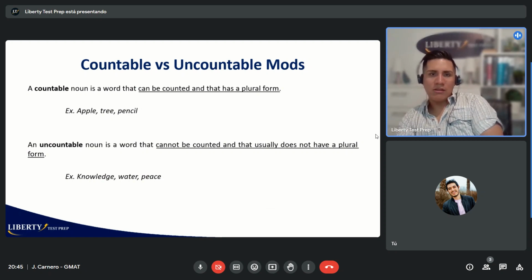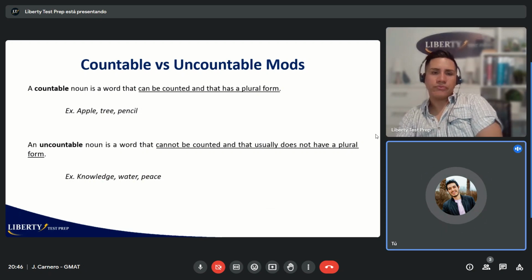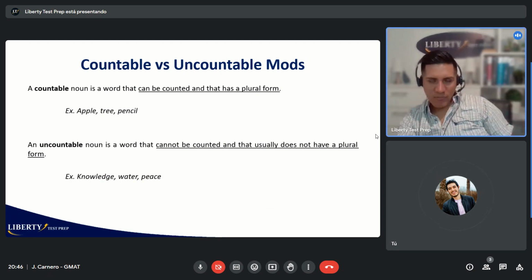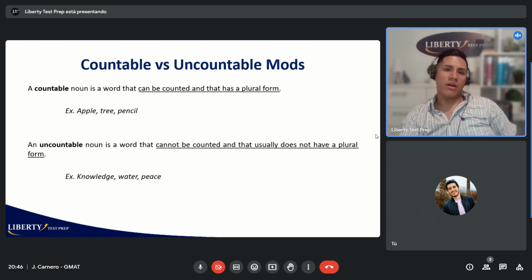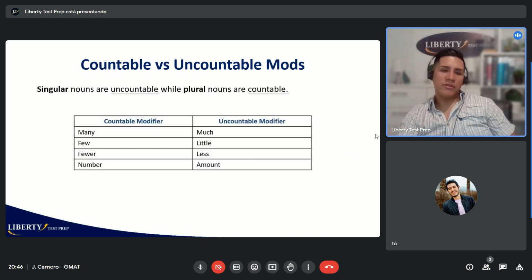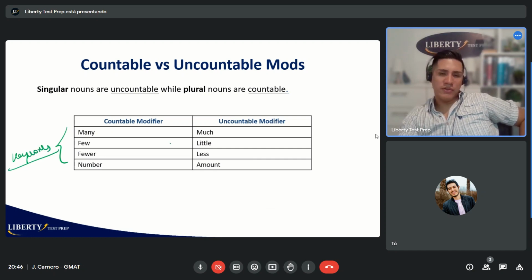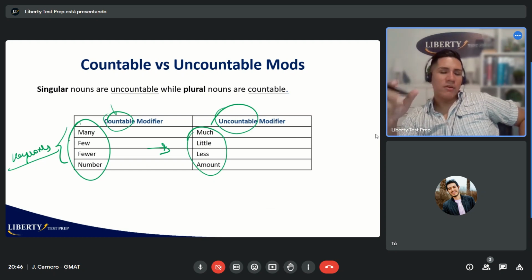Do we know the difference between a countable and an uncountable noun? Yes. The countable you can count, and usually it has a plural form, right? So whatever is in plural is countable. Now the uncountable one cannot be counted and usually doesn't have a plural form. Now here we have some keywords. These are some adjectives that will modify certain types of nouns. The first four only modify countable nouns, and the other four are equivalent, but they only modify uncountable nouns. Okay, so "many" is for countable, because you say many pens, but you cannot say much pens.